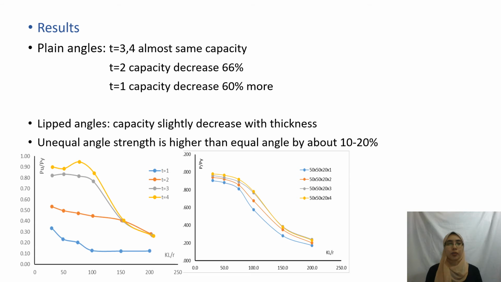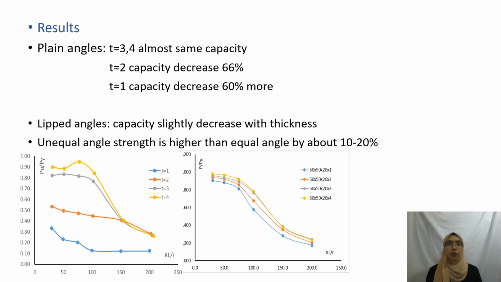The plain angles ultimate strength curve shows almost the same capacity for T equals 3 and 4 mm. That decreases 66% for T equals 2 mm and decreases another 60% for T equals 1 mm. For lipped angles, capacity slightly decreases with decreasing thickness. The ultimate strength curves for plain and lipped angles show different profiles. Unequal angle strength is higher than equal angle strength by about 10 to 20%.